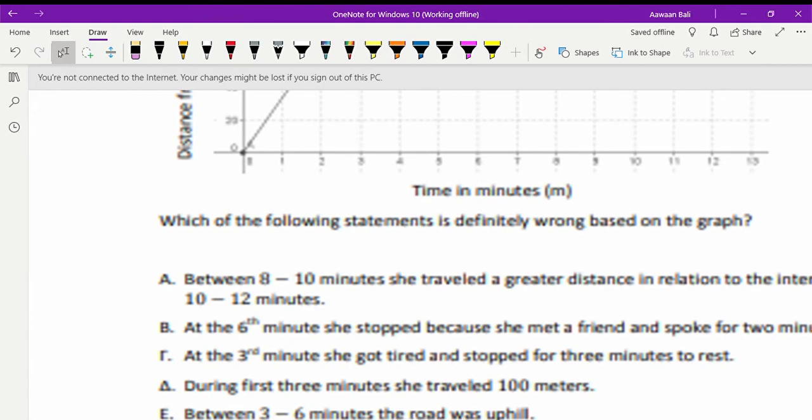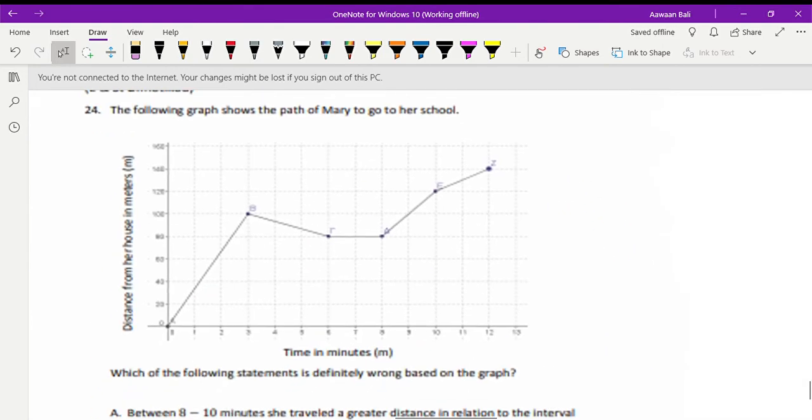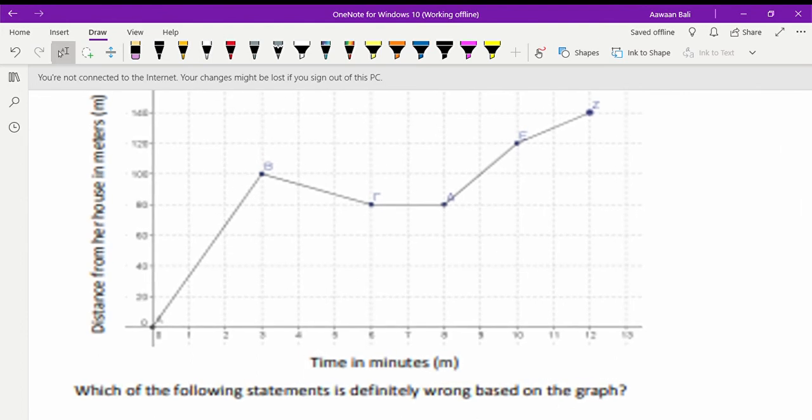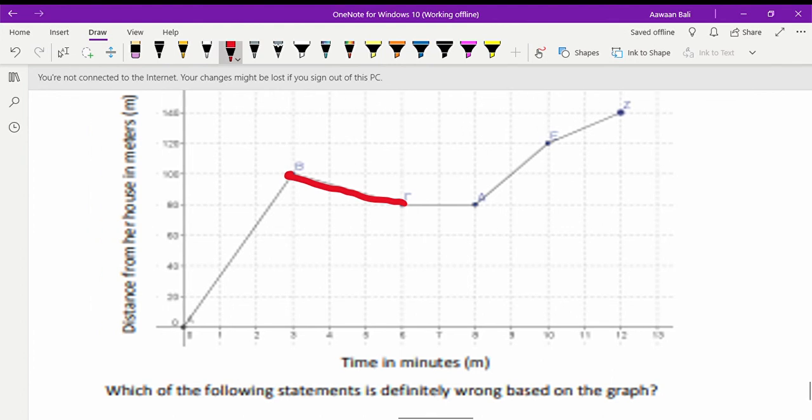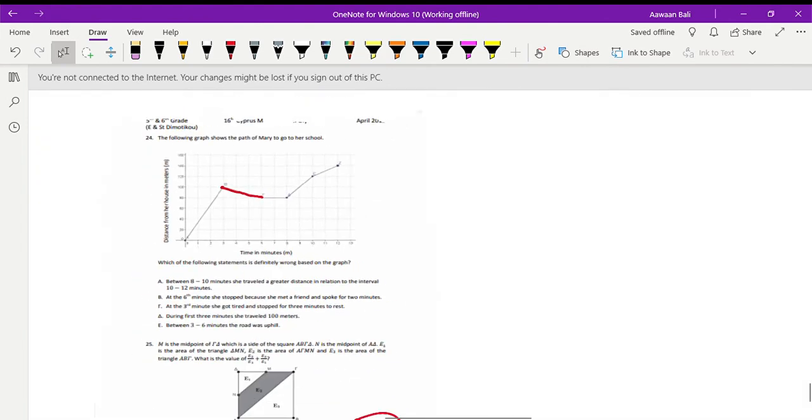And it says at the 3rd minute she got tired and stopped for 3 minutes to rest. No, look at Eta. She was going uphill, but whether it's going up or down, it doesn't mean that she's still moving, even if she's going up or down. It's just talking about the speed. If it's going down, her speed is slower. If it's going up, her speed is faster. But she's still moving, so therefore gamma is wrong.